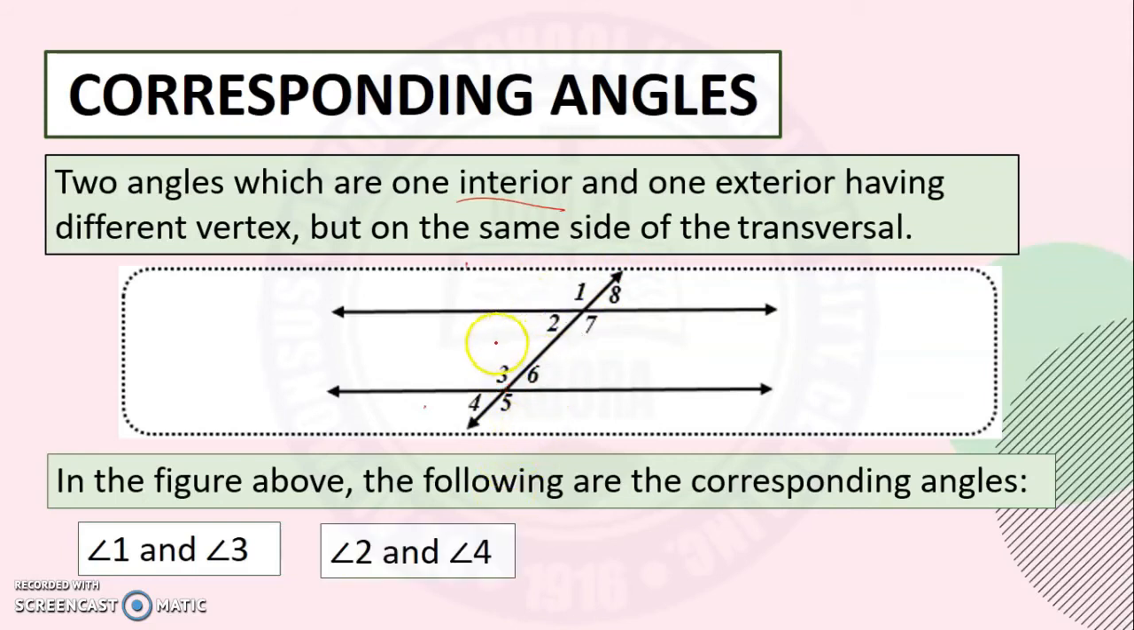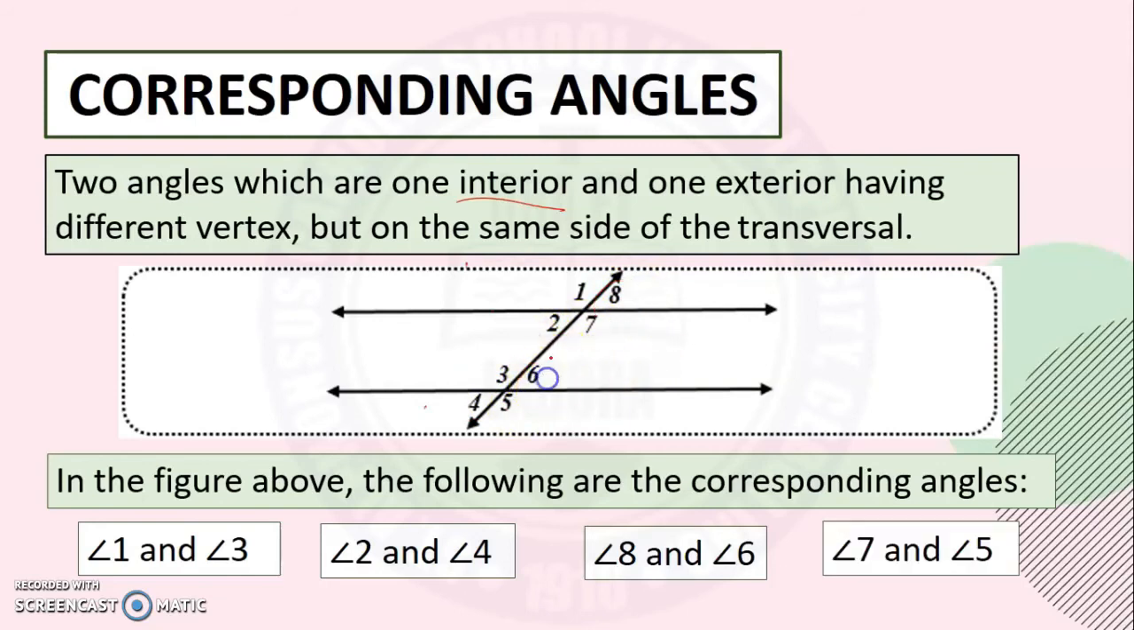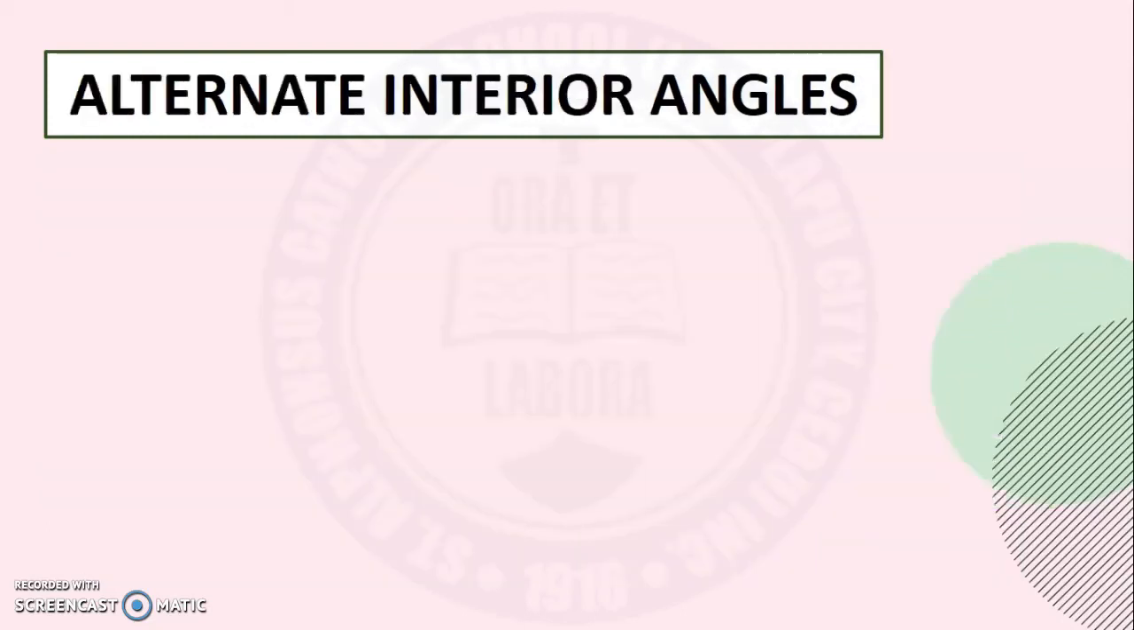Next is angle 2 and angle 4. These are also corresponding angles. Next, angle 8 and angle 6. And the last pair is angle 7 and angle 5. So we have 4 corresponding angles in this figure. Now, let's proceed to another type of angle pair.